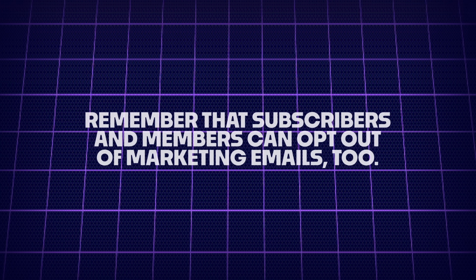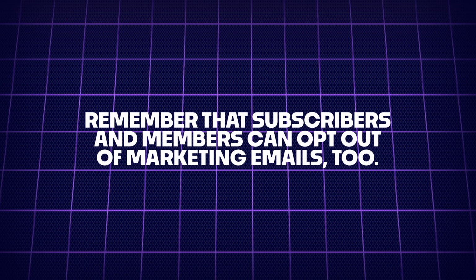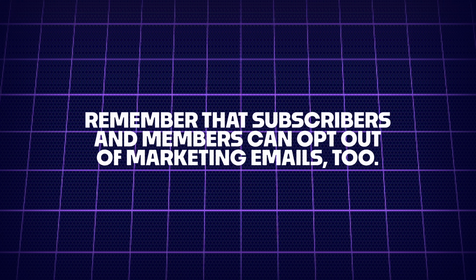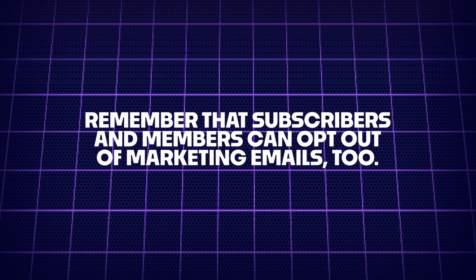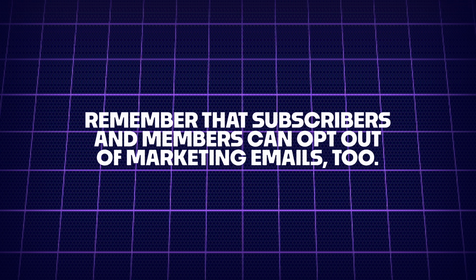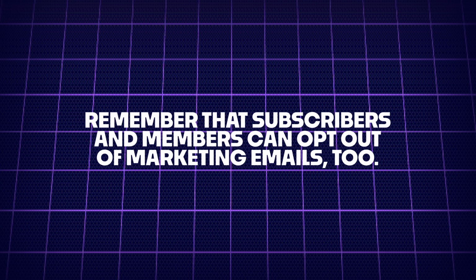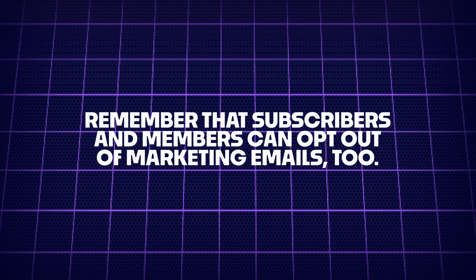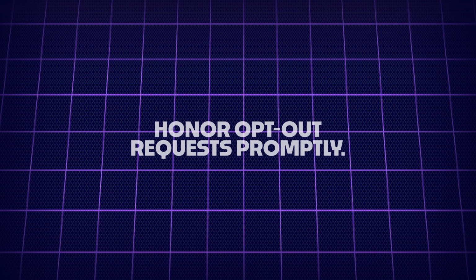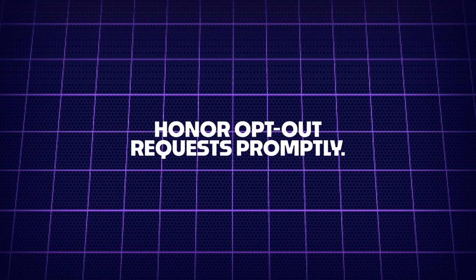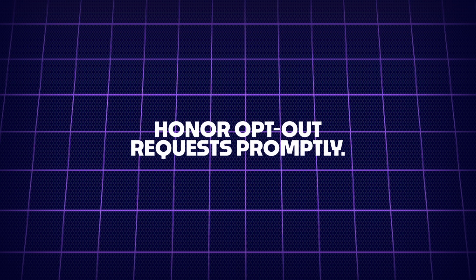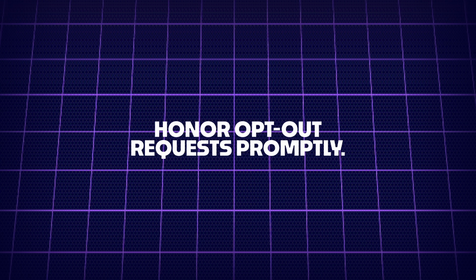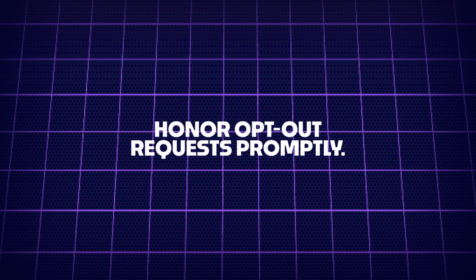Remember that subscribers and members can opt out of marketing emails too. If you have an app that makes use of subscriptions and memberships, you have to also make sure that they can opt out. Now, this one can be a little tricky, but don't forget to let them not receive the emails. And honor opt-out requests promptly. This can get a little tricky too. If you offer opt-out, it has to work for at least 30 days, and you have to honor it within a minimum of 10 days.